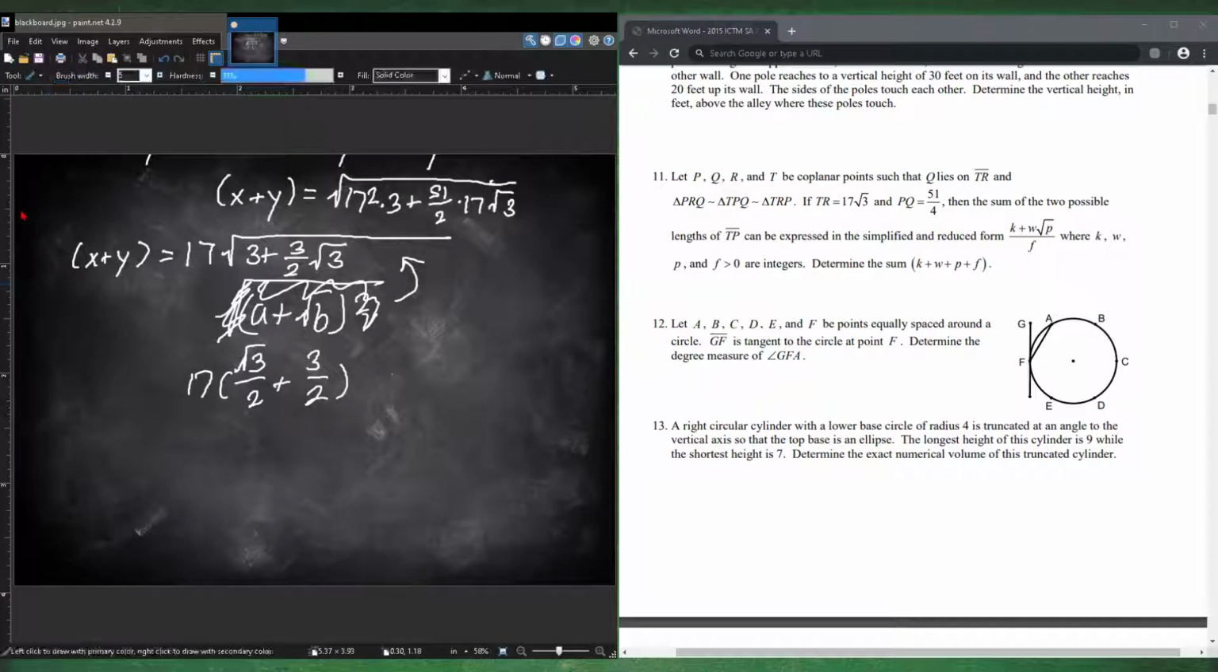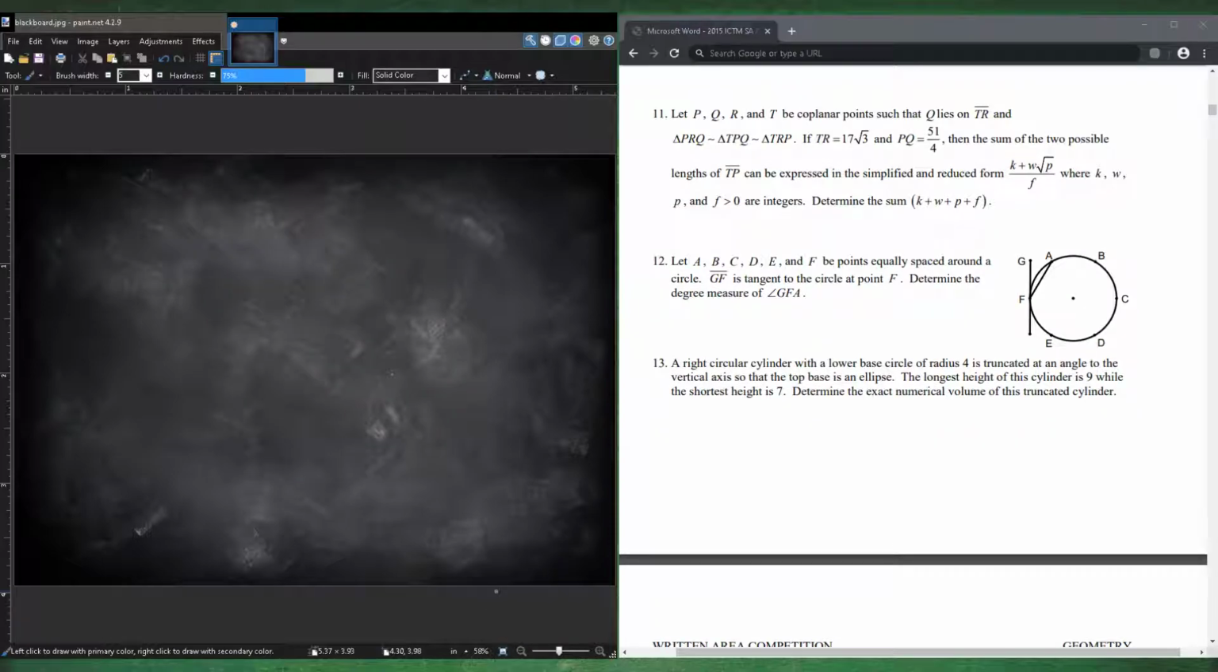Okay, so it's just a bunch of simplifying. So we have 17 square root 3 plus 17 times 3 is 51, and then they're all over 2 because it's already a common denominator. So then our k is 51, our w is 17, our p is 3, and our f is 2. So I add that together, 3 plus 2 is 5, plus this is 22, plus this is 73. So that is your answer for number 11.